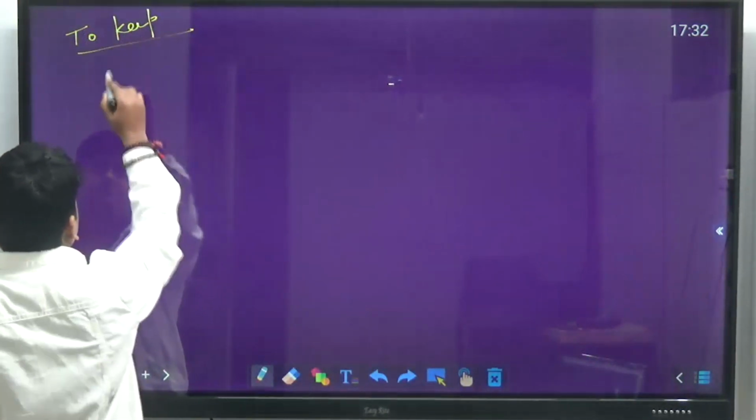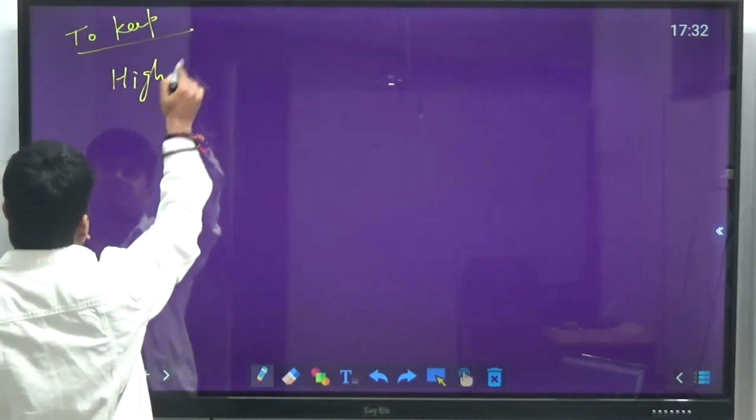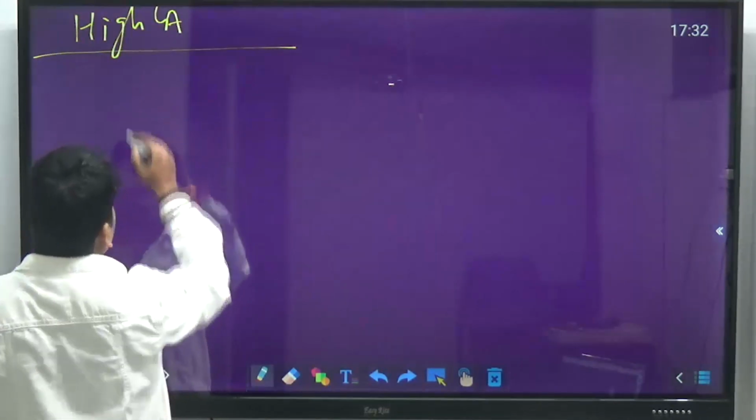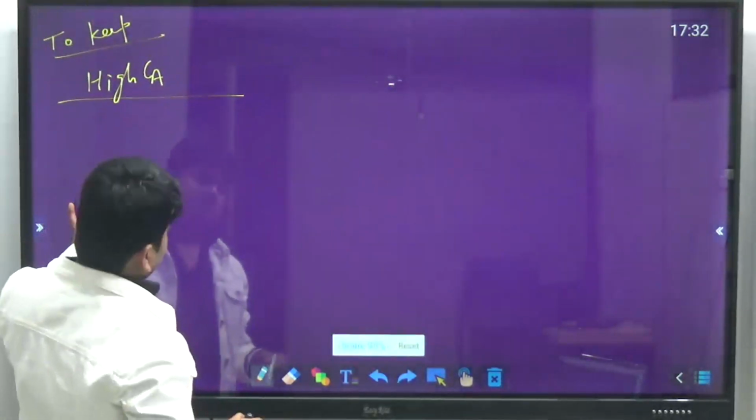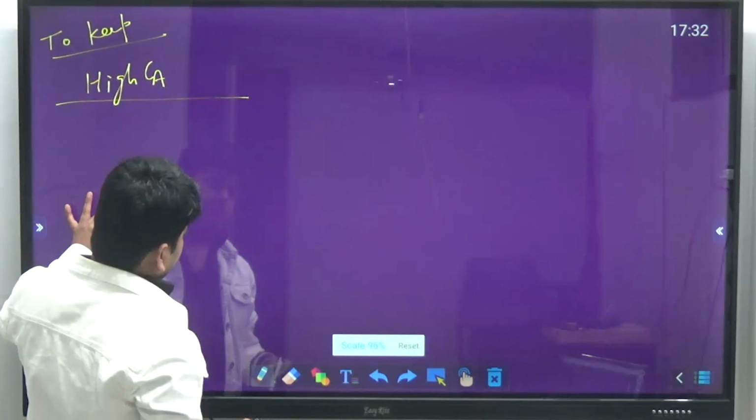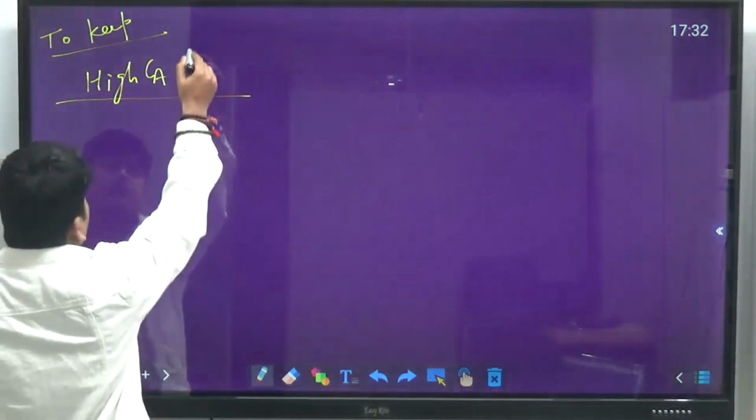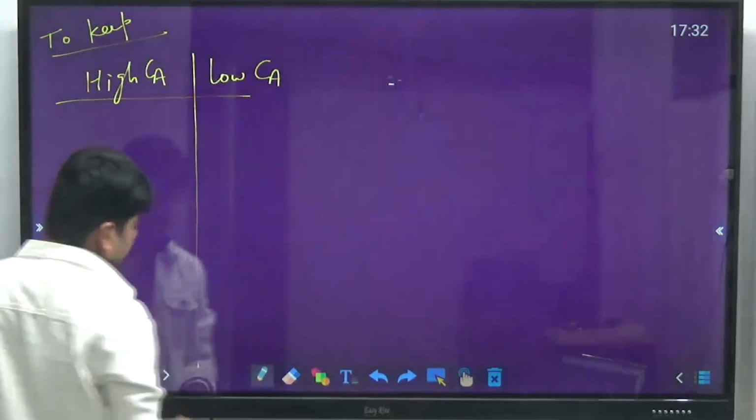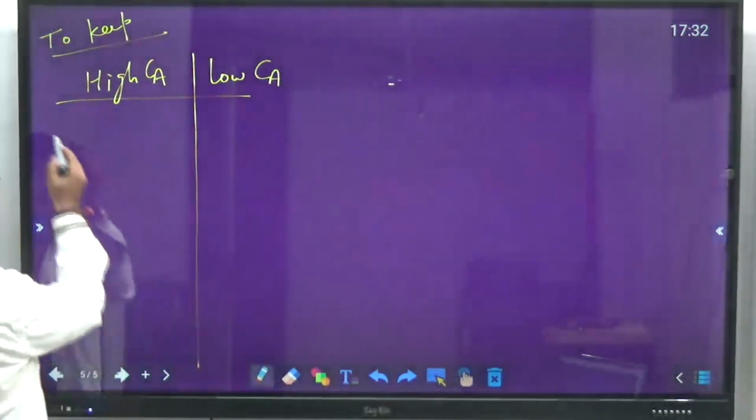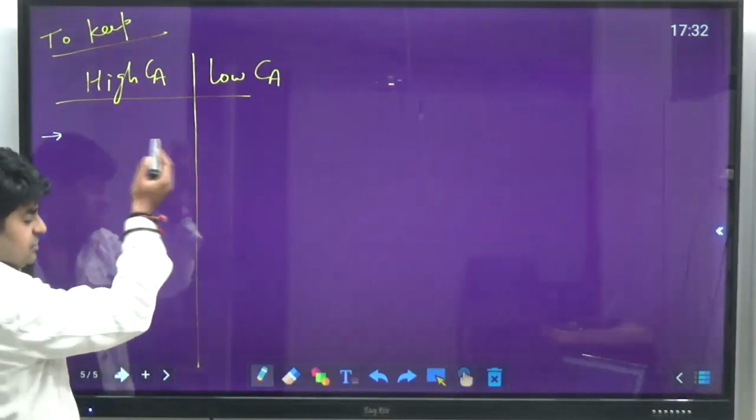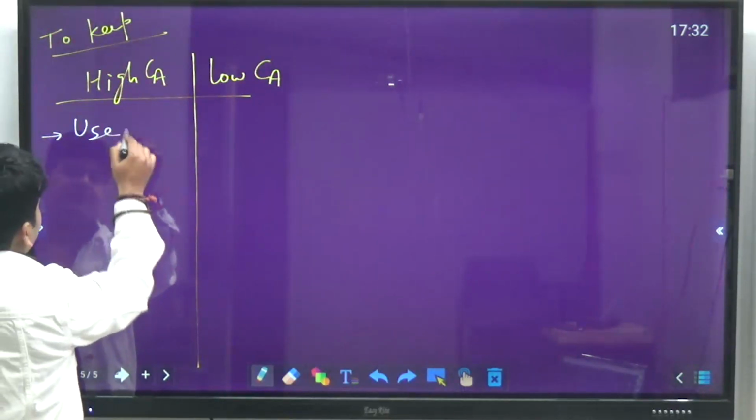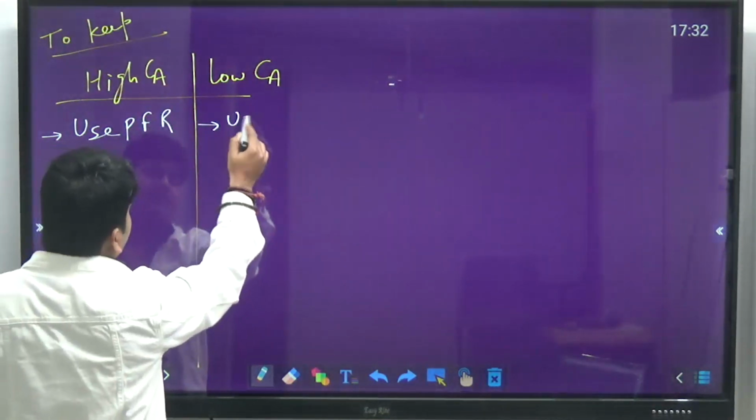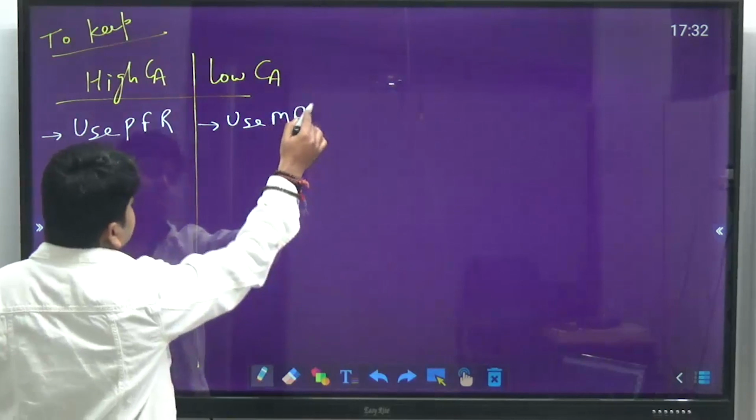See, to keep high concentration within the reactor, or low concentration within the reactor, what do we have to do? Simple. First, if you want to keep high concentration within the reactor, use PFR. If you want to keep low concentration within the reactor, use MFR.